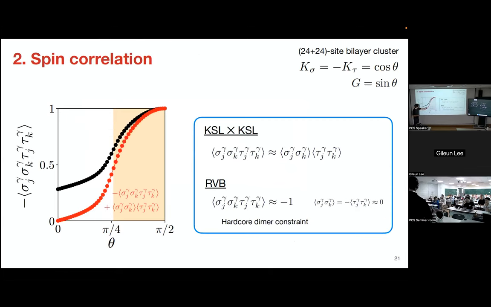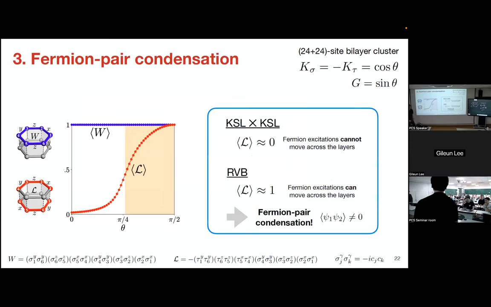So if you go to larger and larger sizes, it should go like a step. I think so. It should be zero and gradually increase from the transition point. Okay, thank you.